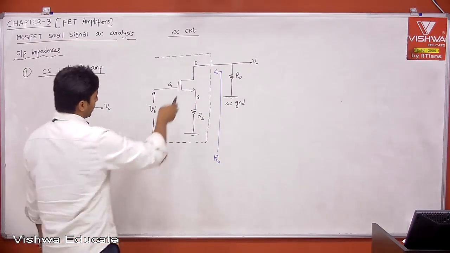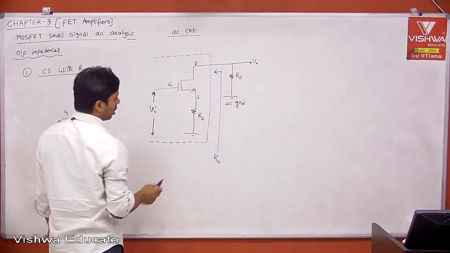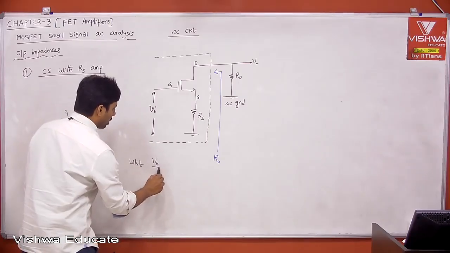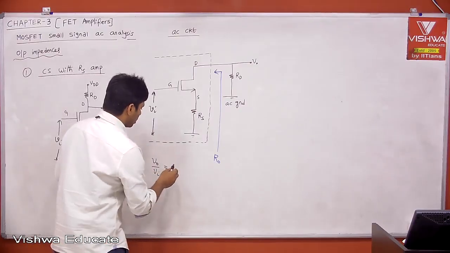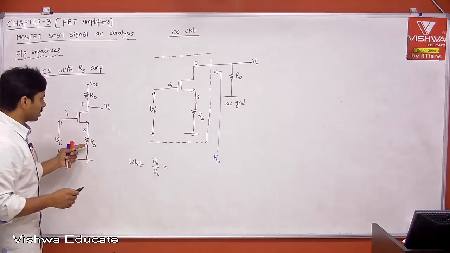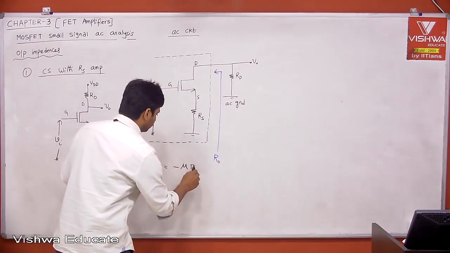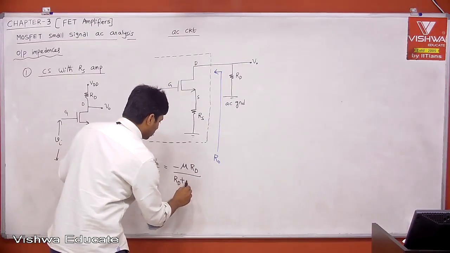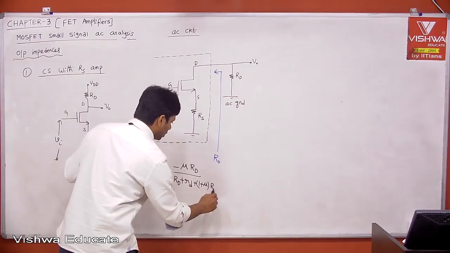Now, can I write this black box, whatever black box you have, with respect to the load? Therefore, what is V0? We know that V0 divided by Vi is equal to, this is CS with RS amplifier, right? Not the derived formula, the original formula. The derived formula is minus RD by RS, which is stable, but I want the original formula: minus mu into RD divided by capital RD plus small rd plus 1 plus mu into RS.